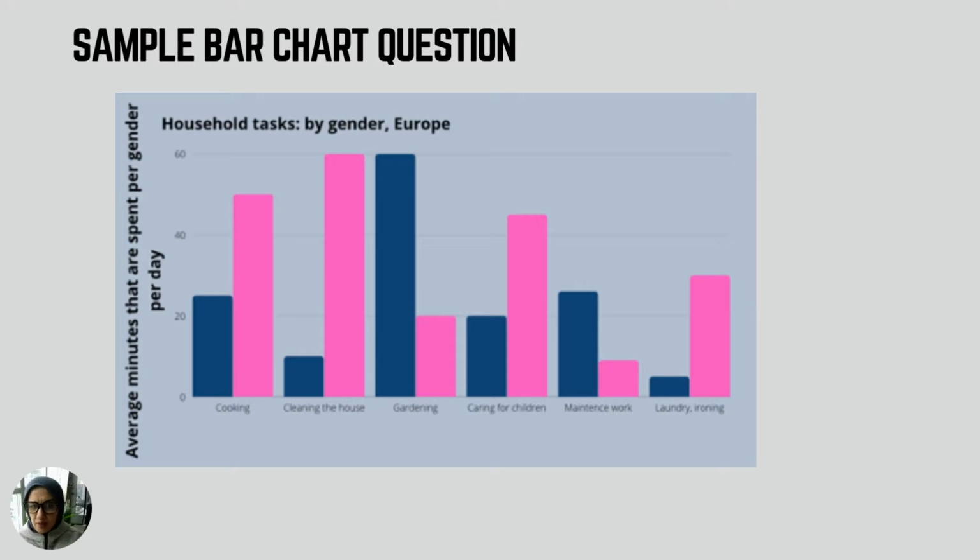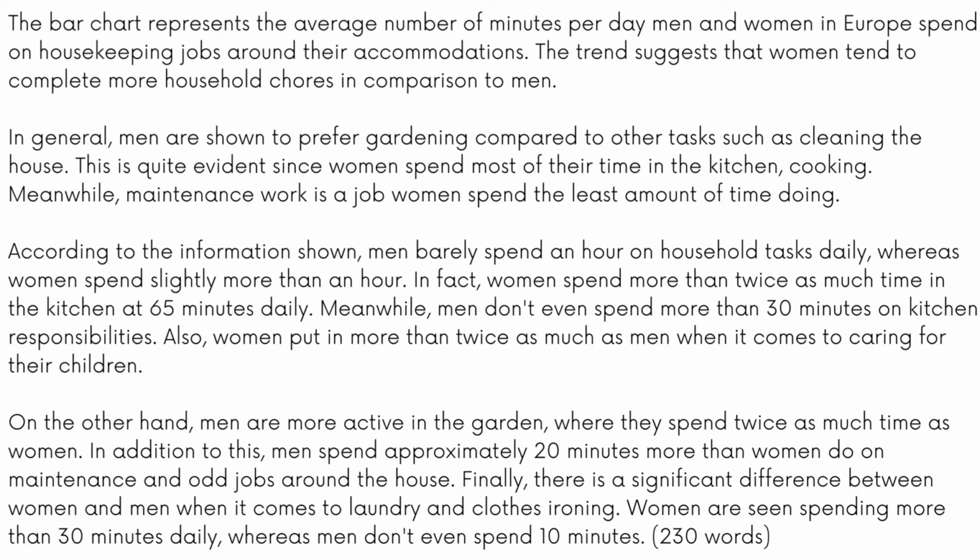So you want to be able to take this information, extract certain specific points, maybe compare 2 different sections, and be able to write at least 150 words minimum answer. The next slide I will show you is an example answer that would score you a band 9 in your IELTS exam. So here is a band 9 example answer.